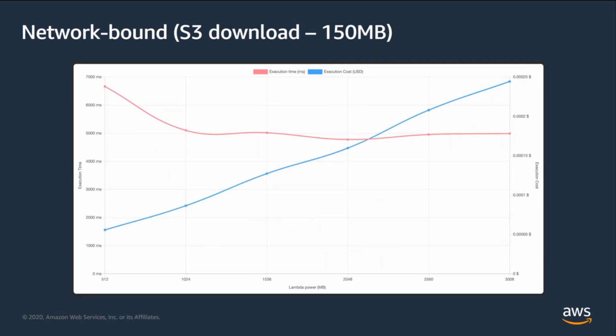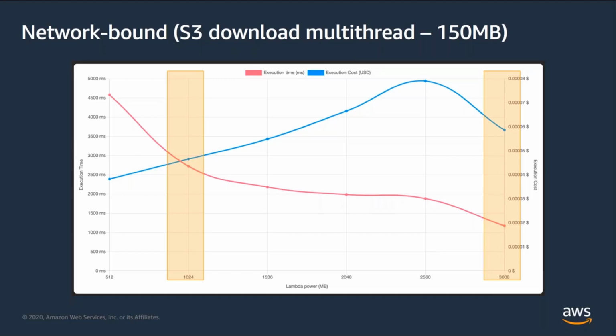In another network-bound function, downloading a 150 megabyte object from S3, there's a 30% increase in speed from 512 megabytes to 1 gigabyte, though it's 50% more expensive. Then performance is very stable for higher values of power, so you're not seeing any additional benefit. But here, we can do even better by changing one single line of code and using a multi-threaded download. So with the multi-threaded download enabled, it's 45% faster and cheaper at 512 megabytes. And even the fastest, which is 3 gigabytes, is almost 4 times faster, and is also 4 times cheaper than before the single-threaded version. And that's just with a one-line code change.